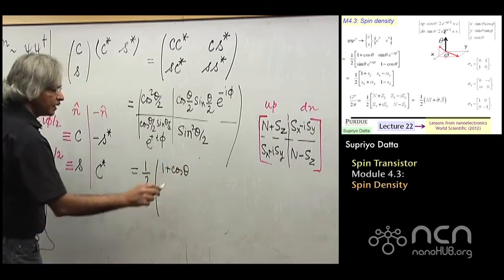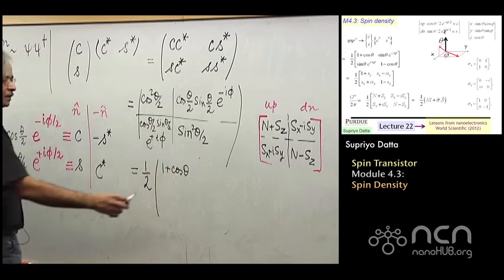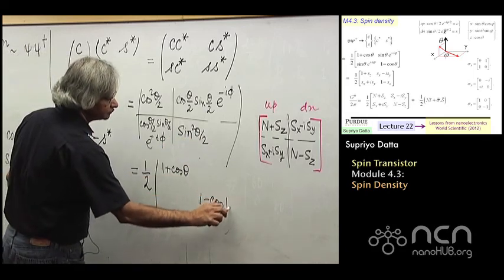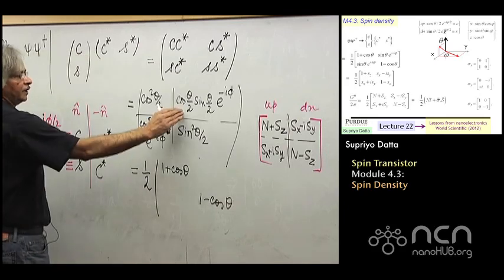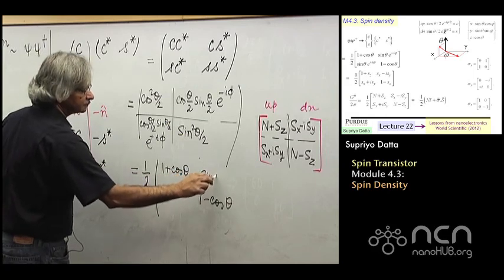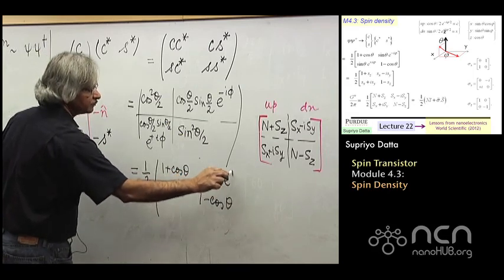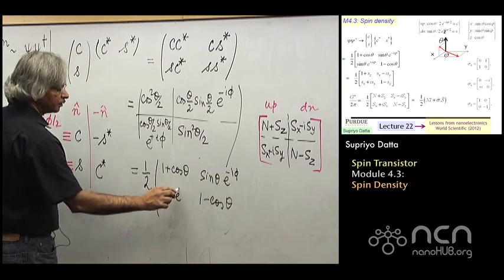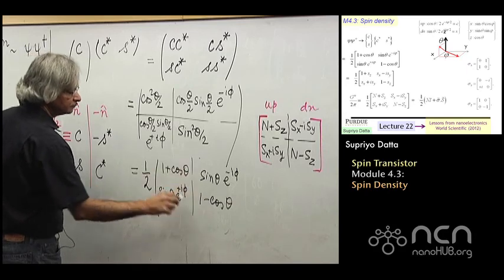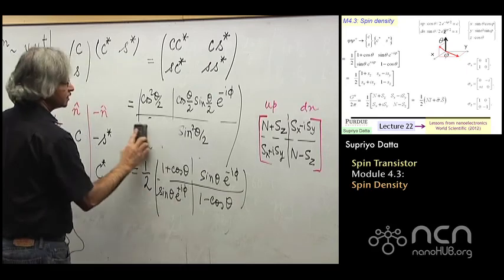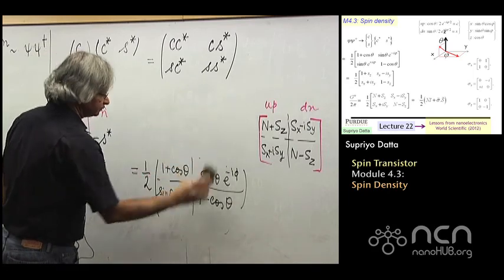That's it. And this 2 sine square half theta, that's like 1 minus cosine theta. And here I have 2 cosine half theta, sine half theta, that's actually like sine theta. And the e to the power minus i phi. And then here you have sine theta, e to the power plus i phi. Okay. So this is then for a single electron, this is what the Gn would look like.